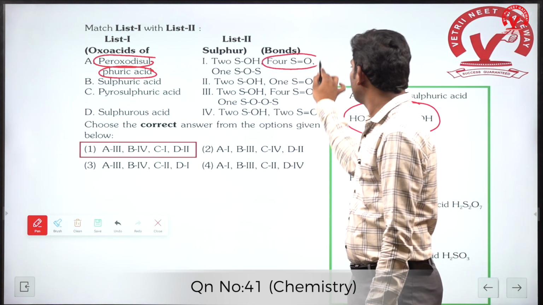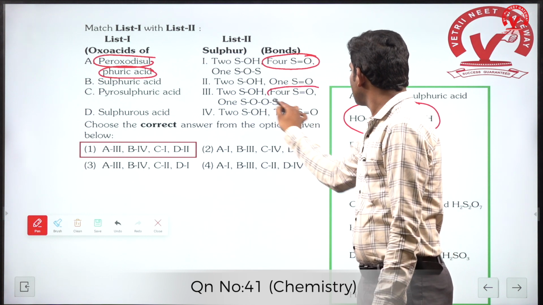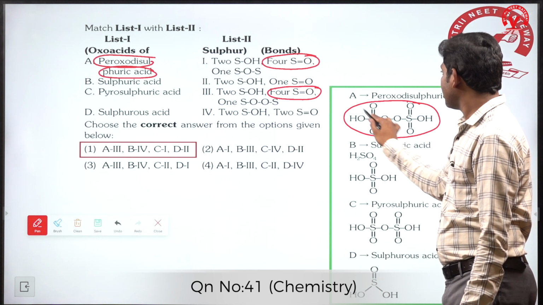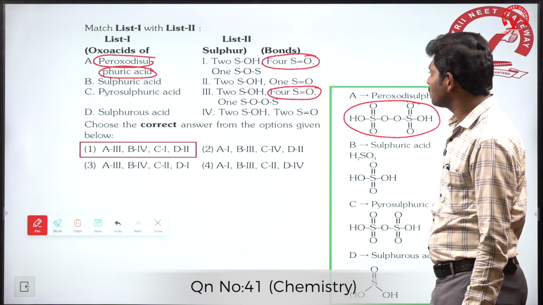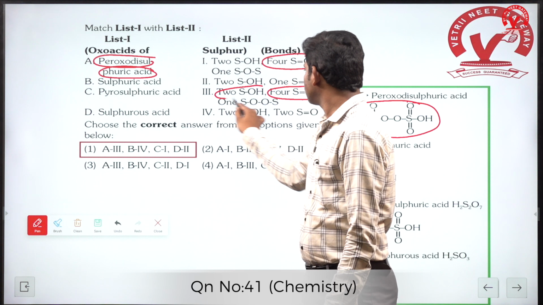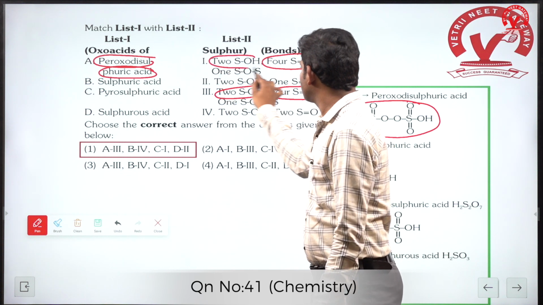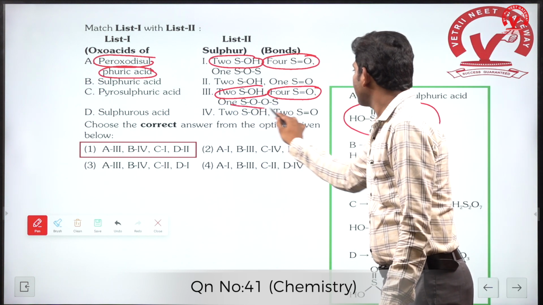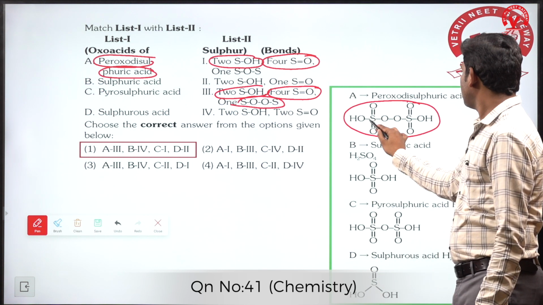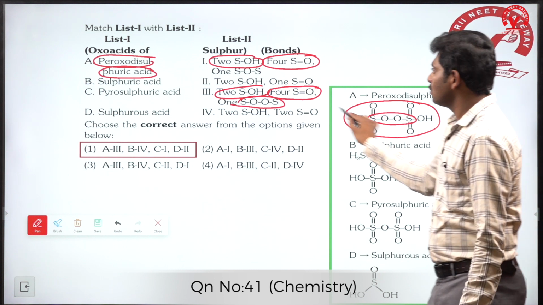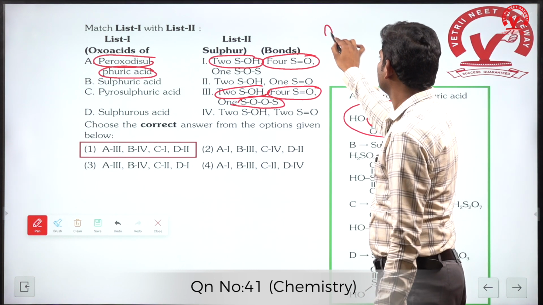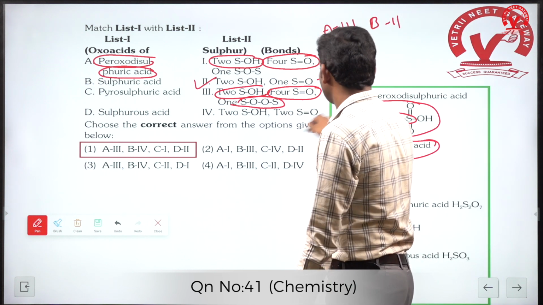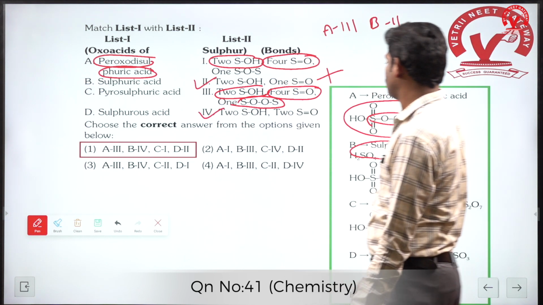4 S double bond O groups here it is there, and 4 S double bond O groups here it is there. Okay. And next, SOH groups. 2 SOH groups here, 2 SOH groups here. Both are that. Next, SOS. Here 1 SOOS group. So here SOOS linkage it is there. So for option A it is the third one. It is 3. 1 SO is given, it is wrong.